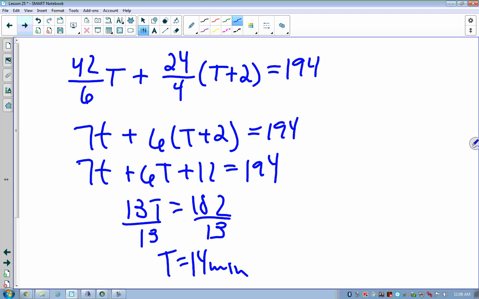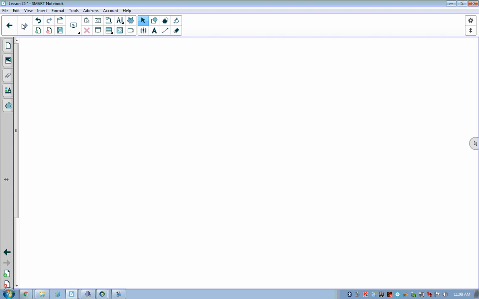Okay? The biggest part to these questions is knowing which equation I need to use, and then how to set it up. And then if there's a t plus or a t minus, make sure I put it with the right rate. Okay? Any questions about this one? Okay? And we label. We label or we don't get credit.